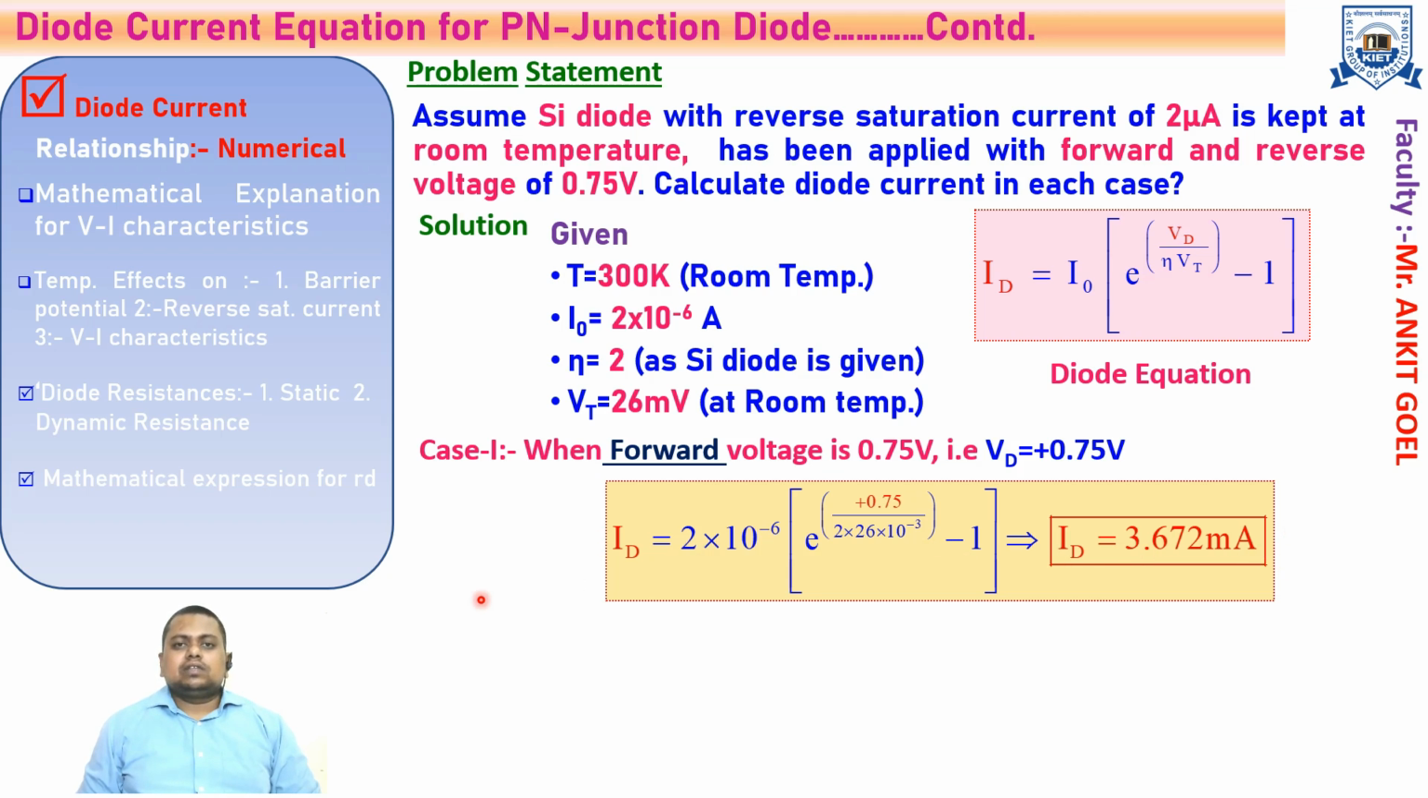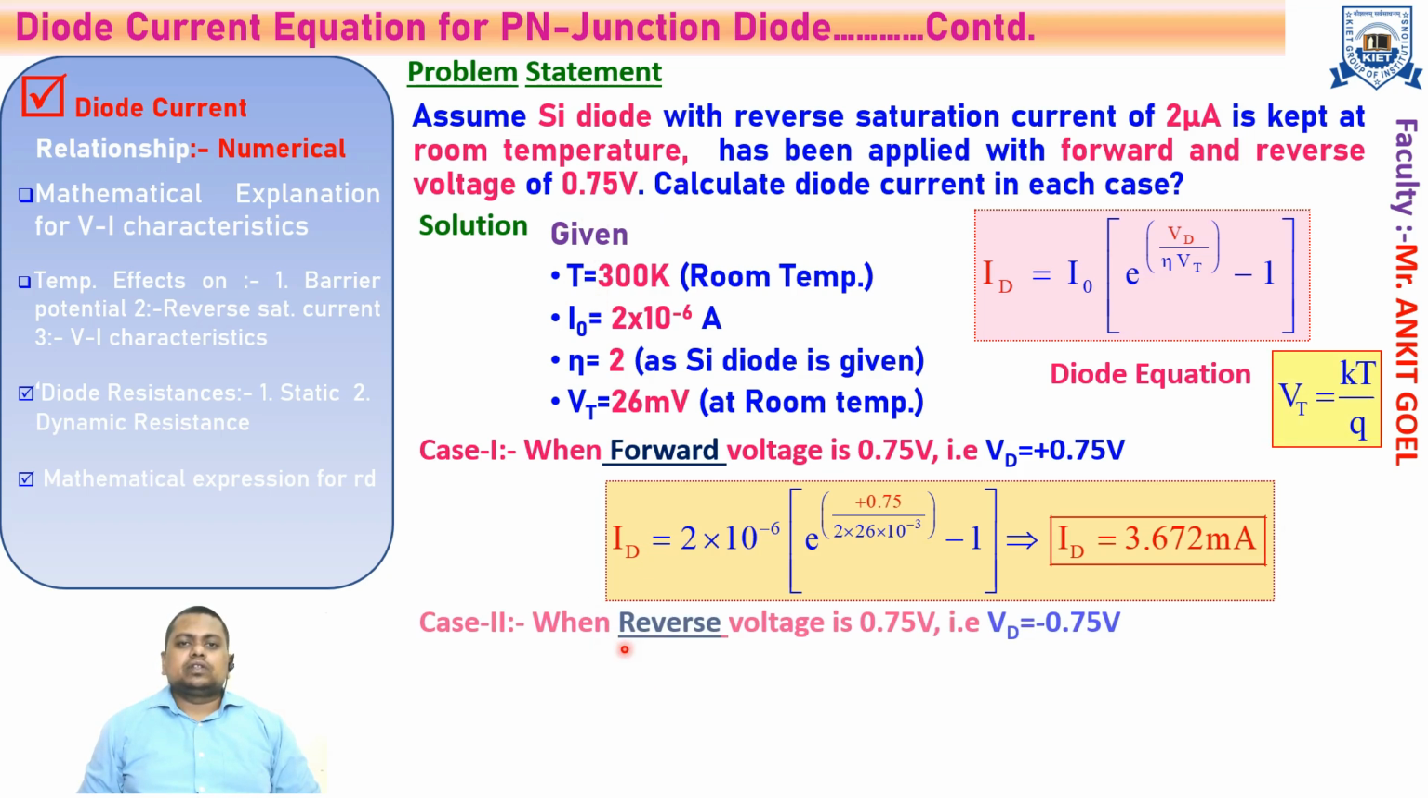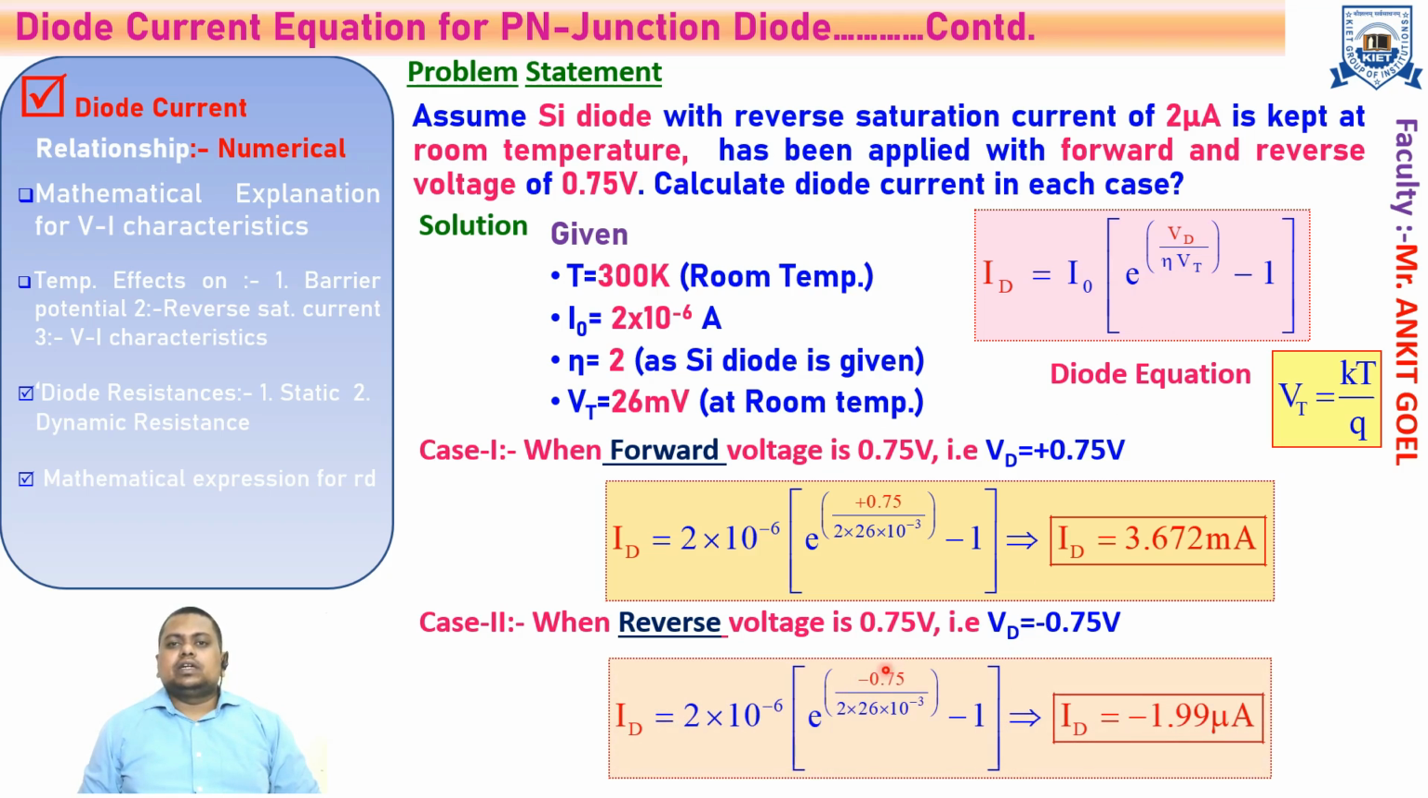Let's discuss the second case, when the reverse voltage is 0.75 volt. This is the reverse voltage we have. Vd is equal to minus 0.75 volt. All the values will remain the same in this diode current equation except the voltage Vd, which has been written as minus 0.75 volt. You can see you will get a reverse current of minus 1.99 microampere. Please verify this result also.